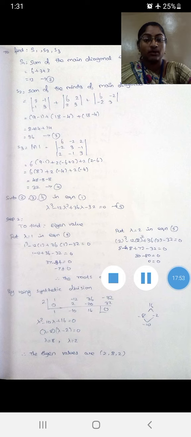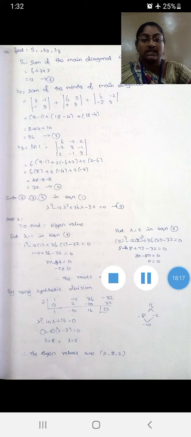s2 is the sum of the minors of the main diagonal elements. Here the minors are, the first one 3, minus 1, minus 1, 3, the second one 6, 2, 2, 3, and the third one 6, minus 2, minus 2, 3. While solving this, I get the value of s2 equal to 36. Then s3 is nothing but the determinant of the given matrix. While solving this, I get the value of s3 as 32.